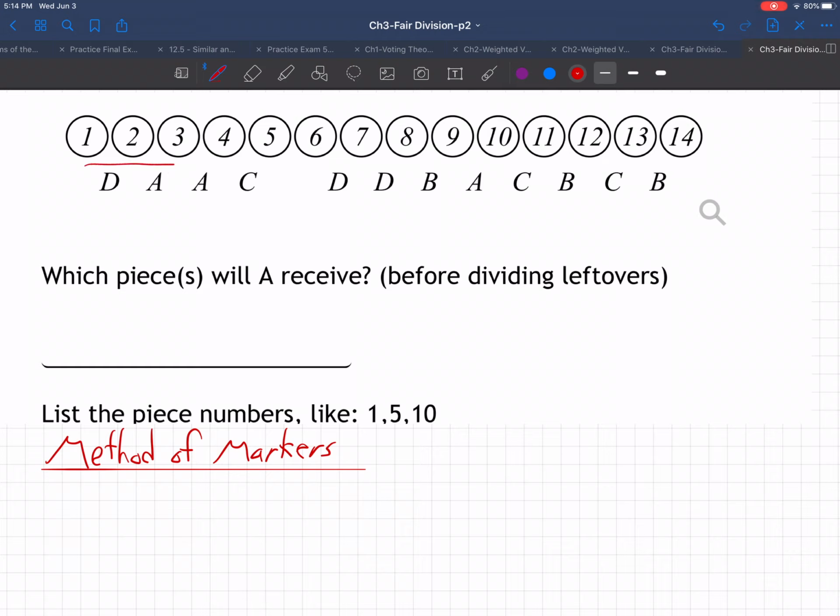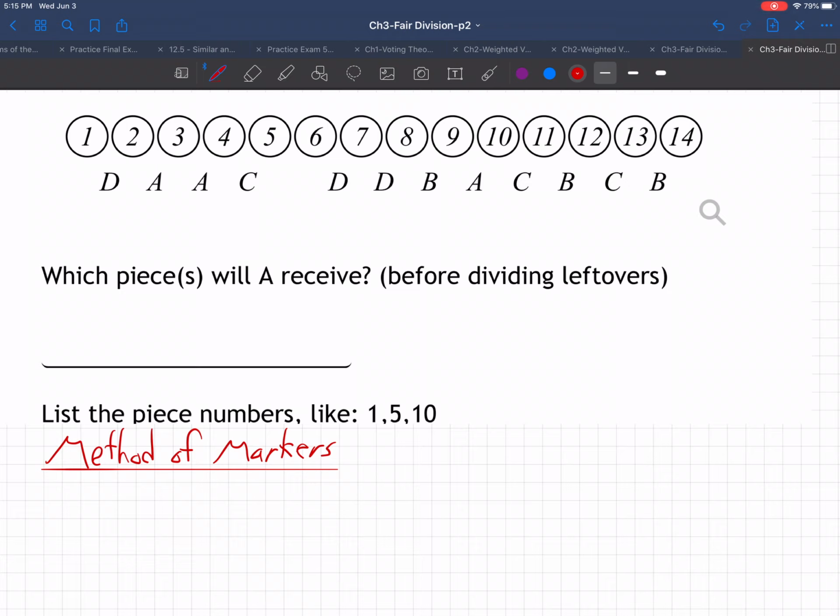So we have 14 candies lined up on the kitchen table here. And there's 4 kids, A, B, C, and D. And mom and dad are going to divide the candies among the 4 kids. But you know how that can go. There can be all kinds of complaining when you do that. But mom and dad are going to be smart about it. They're going to do it using the method of markers.